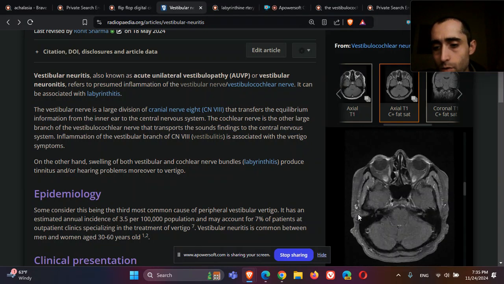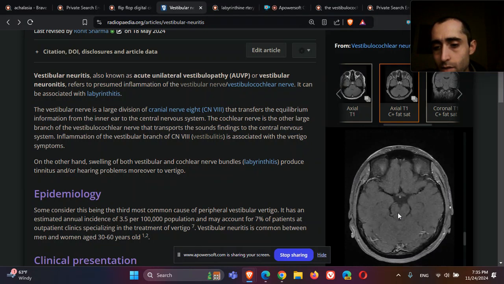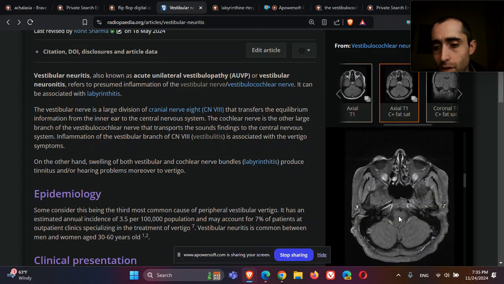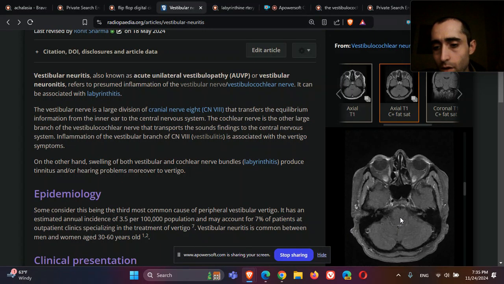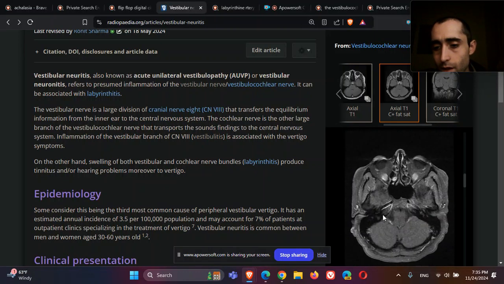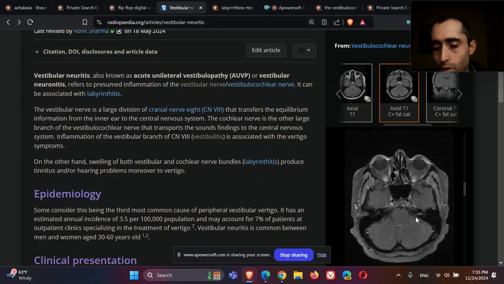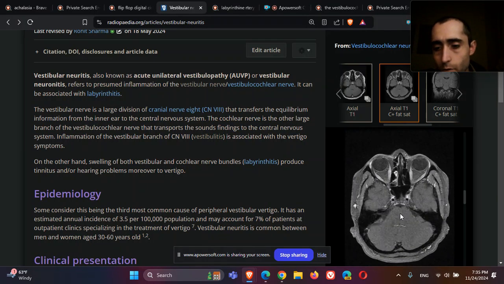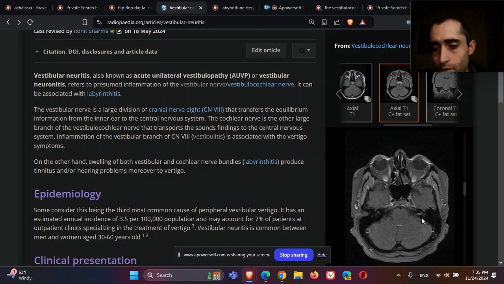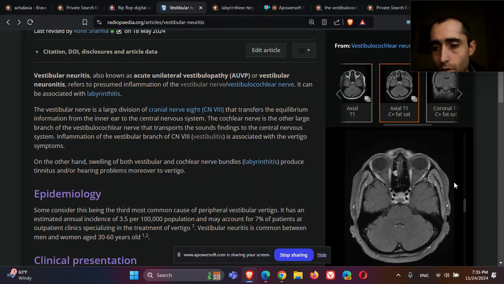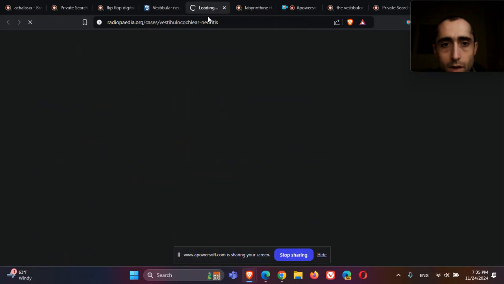And if you look closely, you will see that here is the pons, here is the midbrain, here is the pons, here is the medulla. And between the pons and the medulla, you will see right over here those two nerves that come and branch. Here are the vestibulocochlear. You also may see other nerves like the facial nerve, but this is the vestibulocochlear nerve.